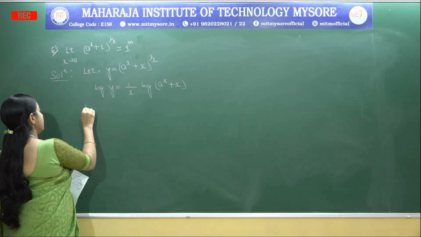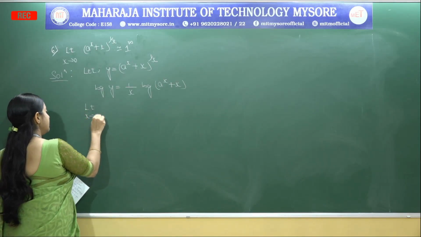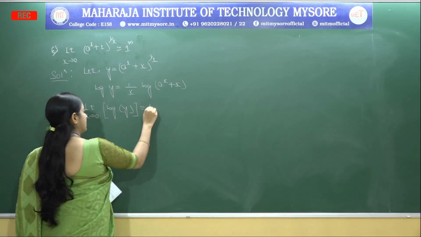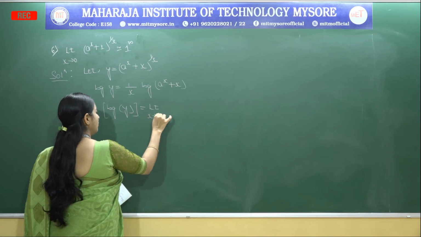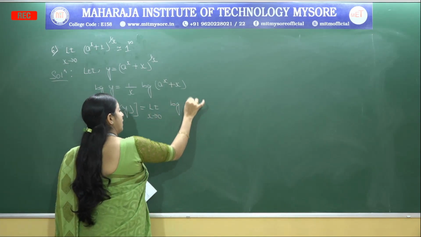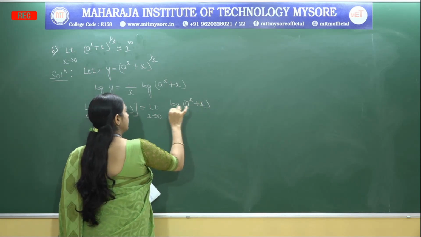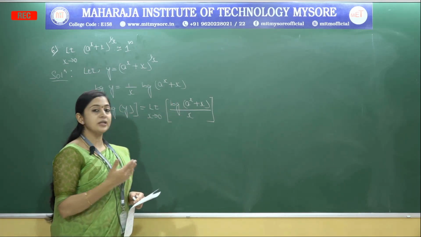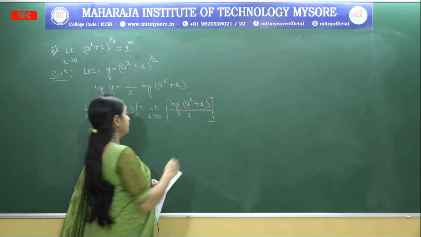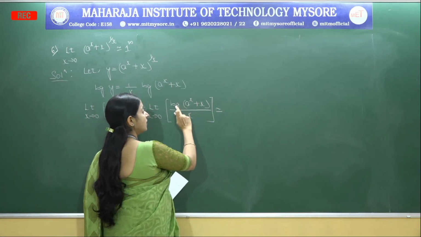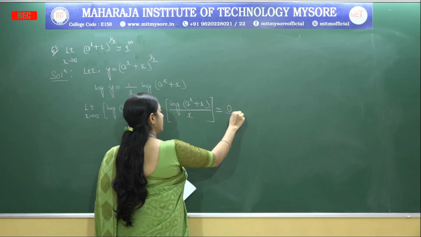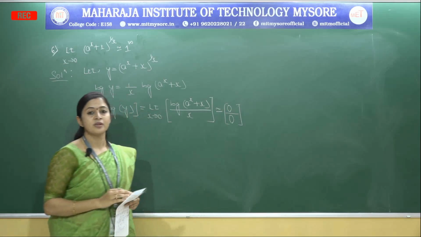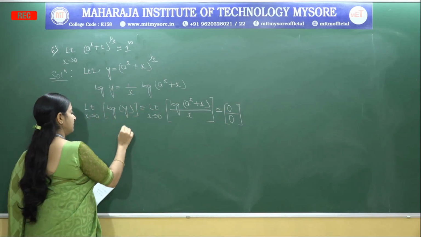Then take the limit as x tends to 0 on both the sides. Log y limit of x tends to 0 log a power x plus x divided by x. Then apply the limit as x tends to 0 again. For the numerator, a power 0 is 1, log 1 is 0, denominator is also 0. So it is 0 by 0 form. Then apply the L'Hospital rule for the RHS part.